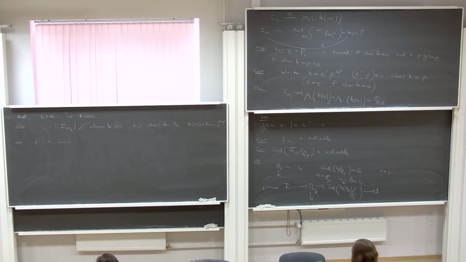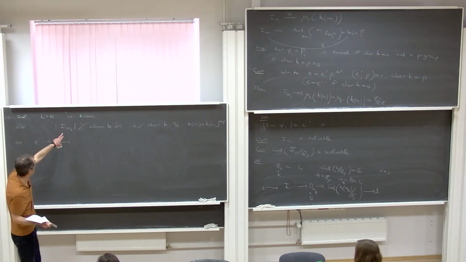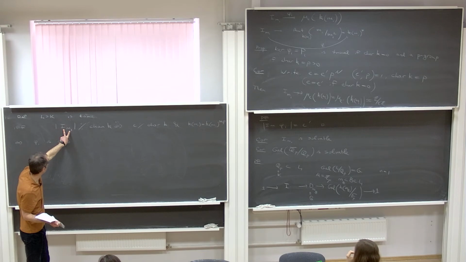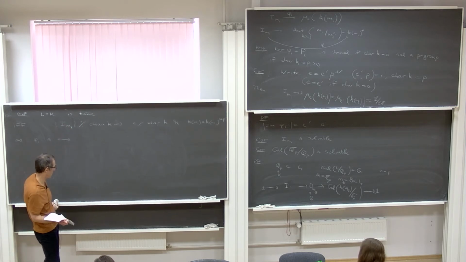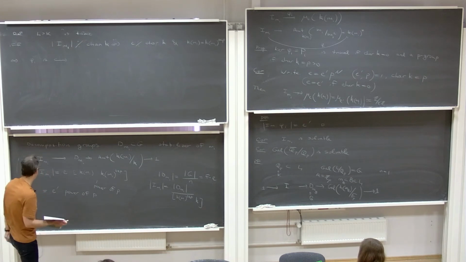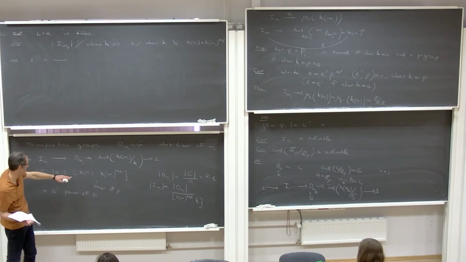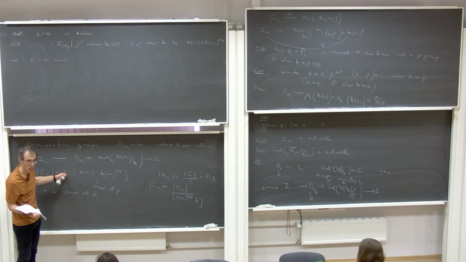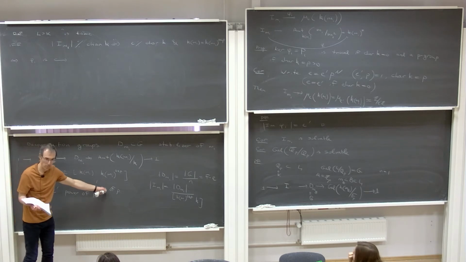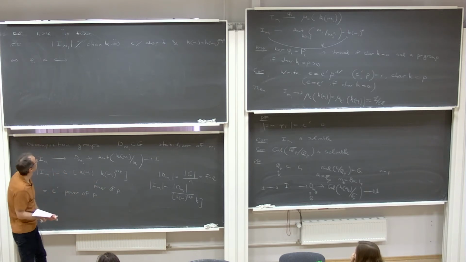Okay? So let's see why these are equivalent. I know that the order of this group is not divisible by p, then I know that E is not divisible by p, and this is 1, because it's a power of p, and vice versa.